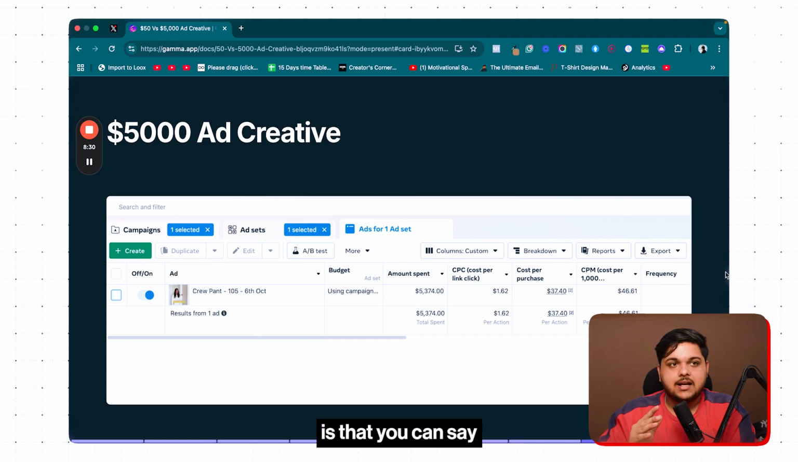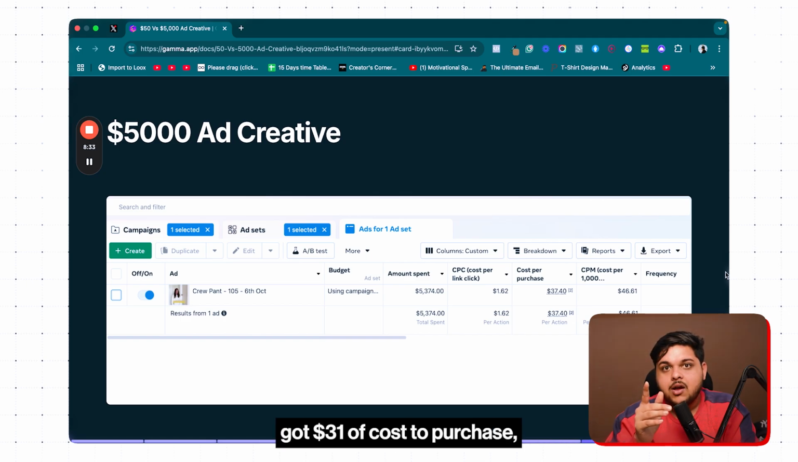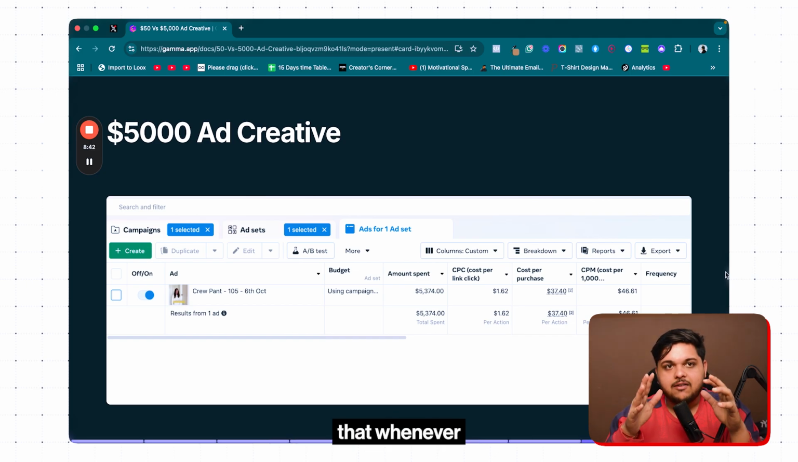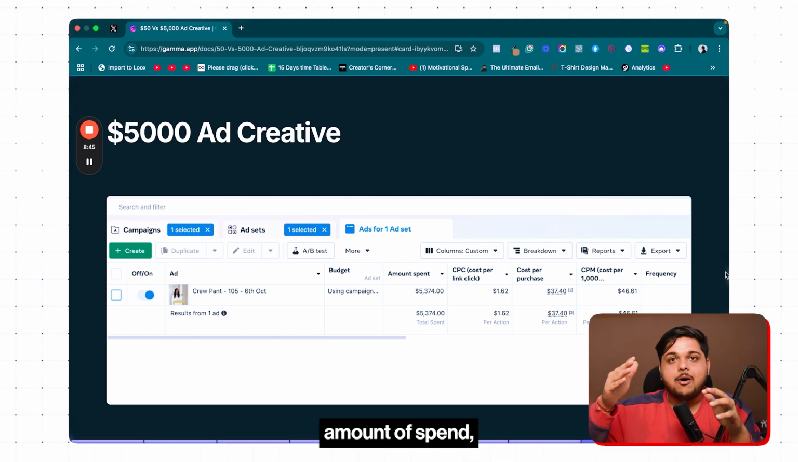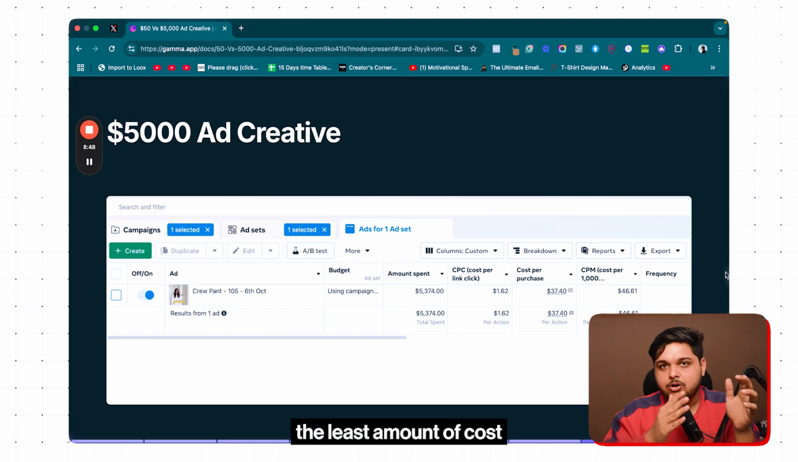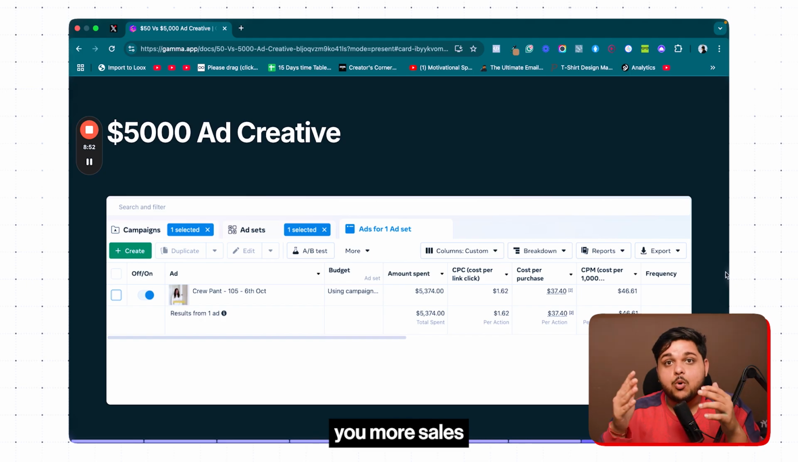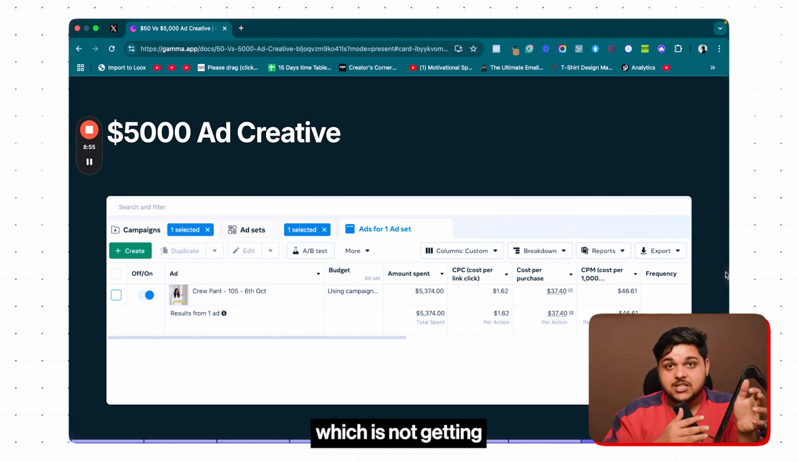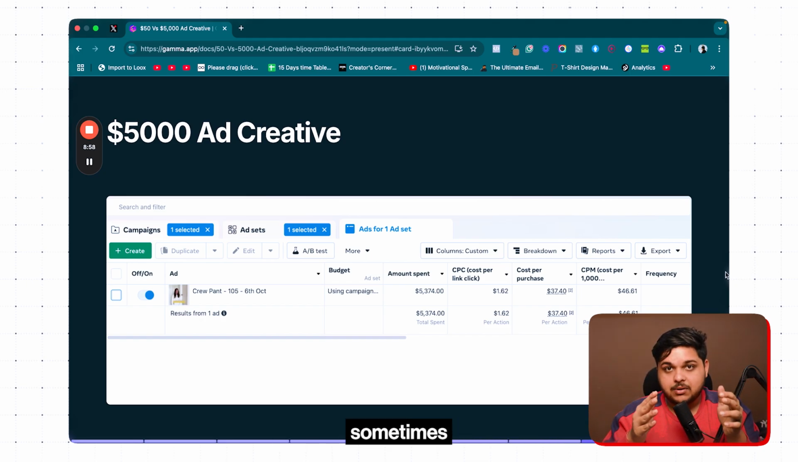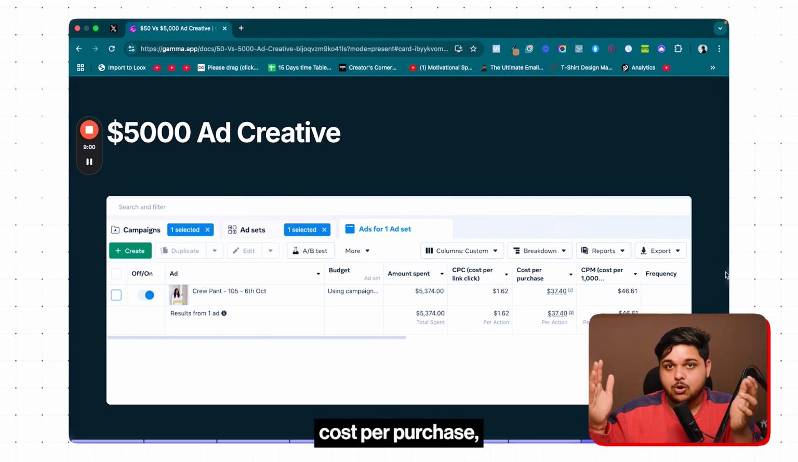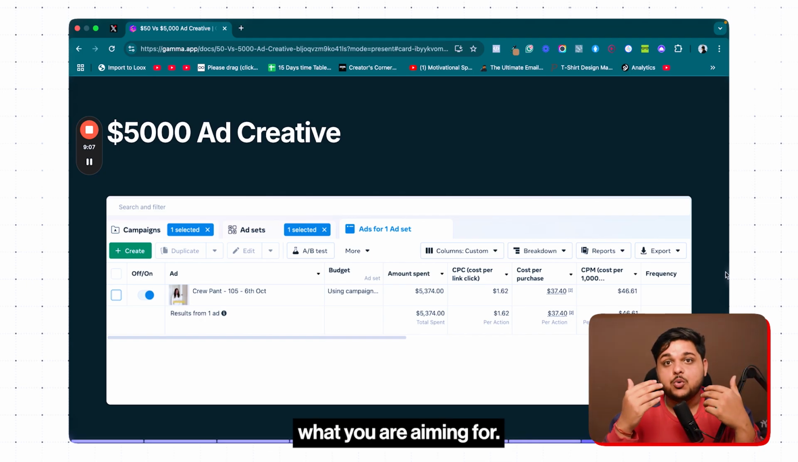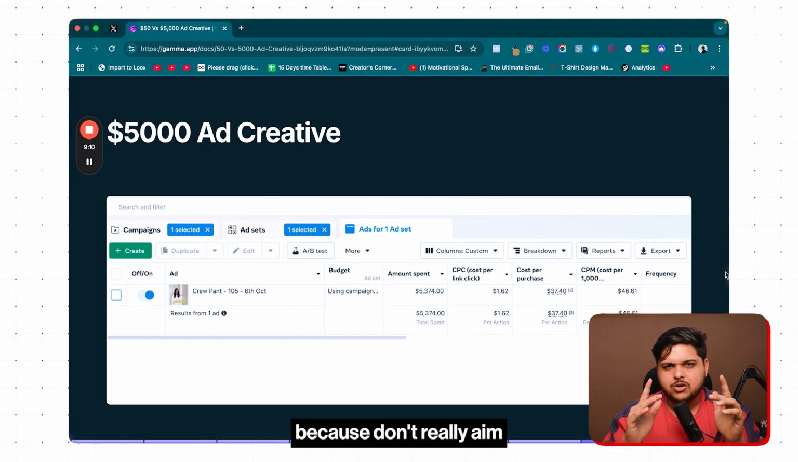One thing to keep in mind: you might say the $500 ad creative got a $31 cost per purchase, but this creative is getting $37. But whenever a creative gets a higher amount of spend, it will not have the lowest cost per purchase, because that creative is giving you more sales compared to the creative that is not getting enough spend. That's why sometimes the best performing creative does not have the best cost per purchase. It usually has the cost per purchase you are aiming for. So don't aim for the lowest cost per purchase; aim for the highest amount of spend at the cost per purchase you are aiming for.